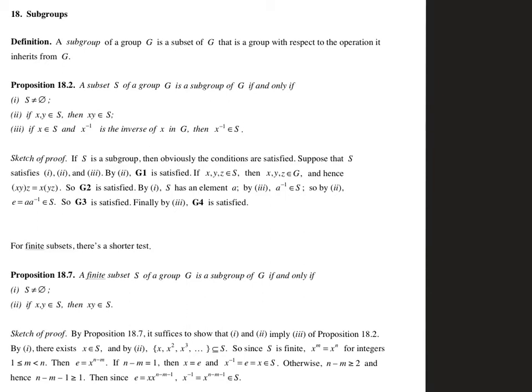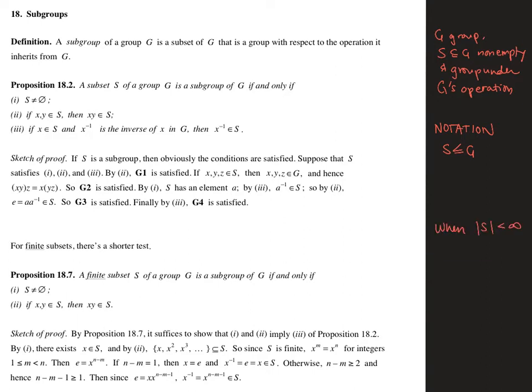This chapter is about subgroups. Given a group G, a subgroup is a non-empty subset that's a group under the operation from G. We have special notation for this. We use the less than or equal sign to say that S is a subgroup of G.